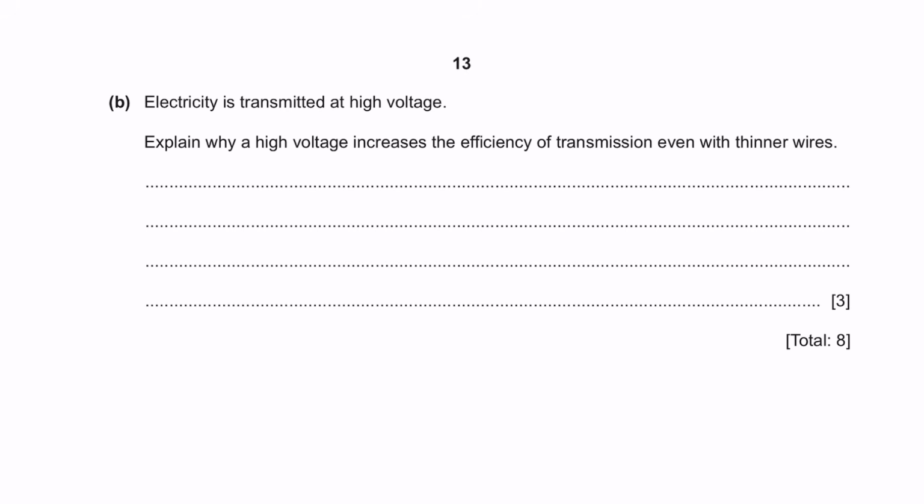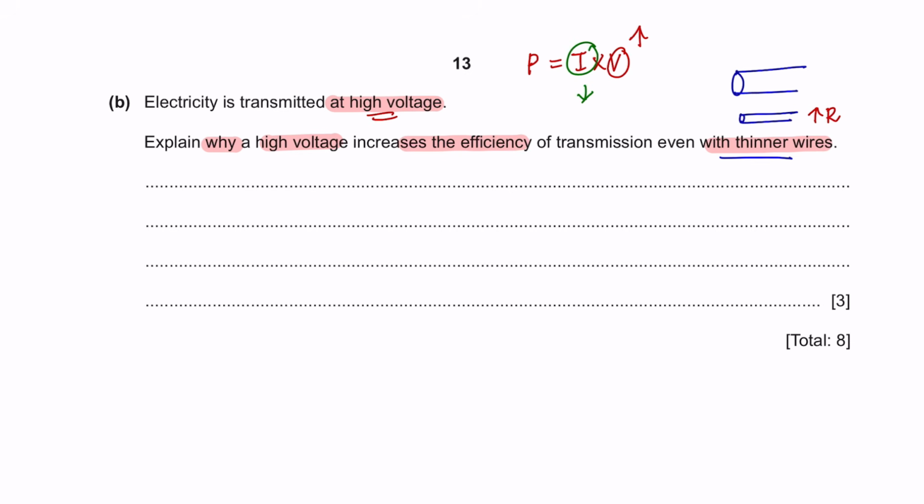Question B. Electricity is transmitted at high voltage. Explain why a high voltage increases the efficiency of transmission even with thinner wires. Thinner wires have smaller cross-sectional area, meaning that it will have a higher resistance. And according to the formula of P equals I times V, we know that if the voltage increases, the current must decrease for the same power. And we can use the formula of P equals I squared times R to calculate power loss as heat energy. Therefore, reducing the current dramatically can reduce the power loss in the cables.